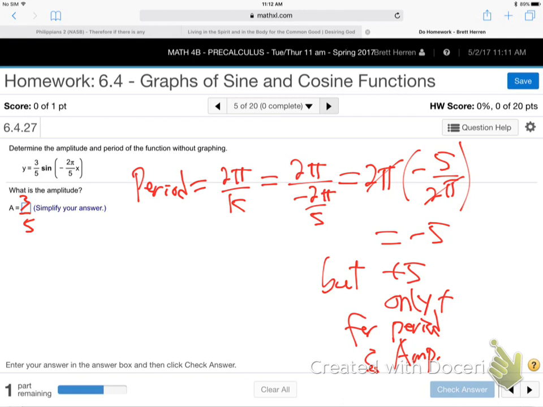So I think they want positive 5 only. On a test, I wouldn't care. Is that okay? Can I go check? You guys got that down? I'll go check.